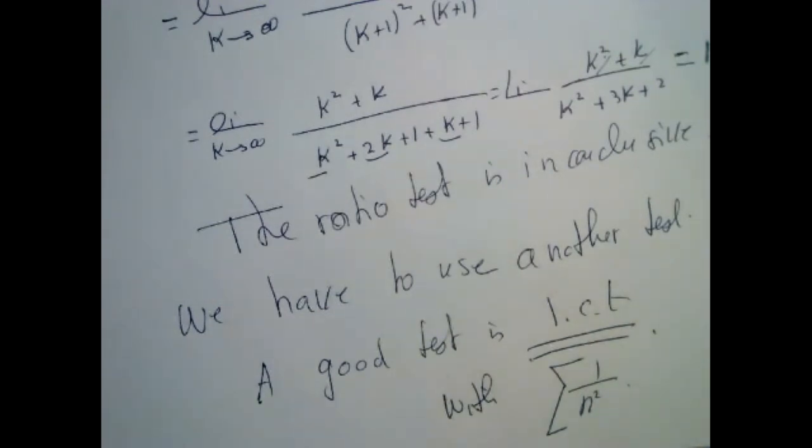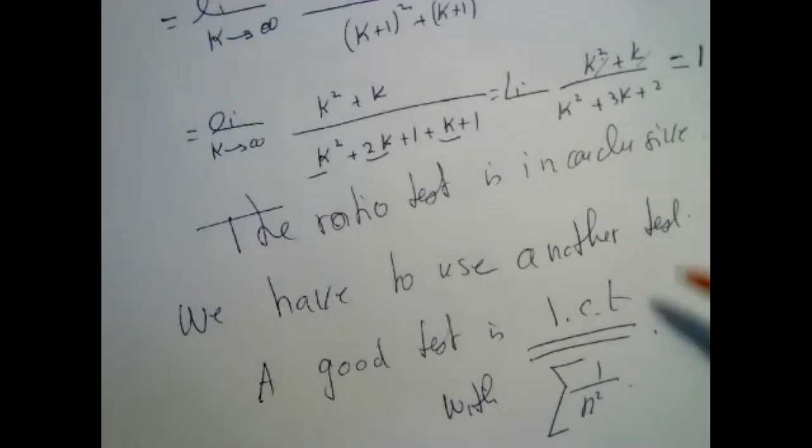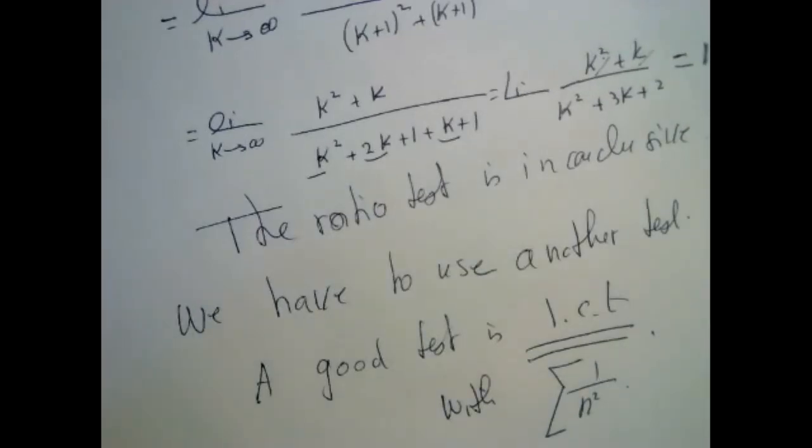All right, so the ratio test is a very powerful test, but it also has its limitation. The limitation occurs when the ratio is 1, and that's where another test is in order.